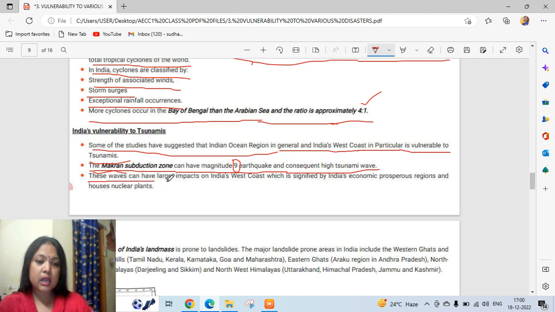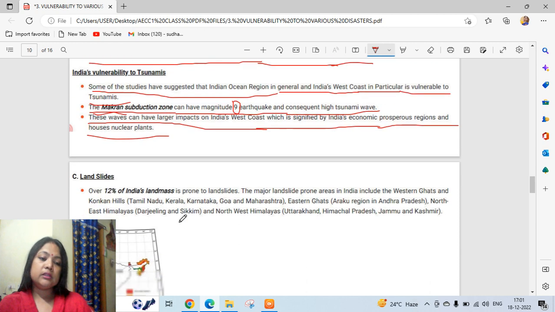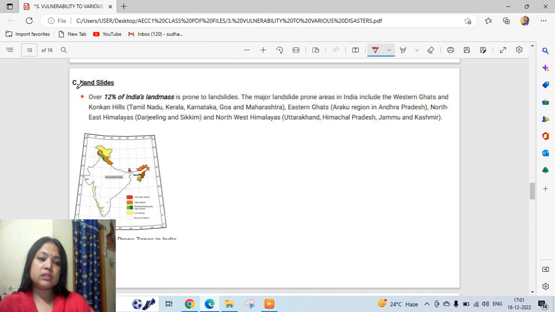Okay, so these waves can have larger impacts on India's west coast, which is Makran, okay, that is known as Makran. So, which is signified by India's economically prosperous regions and nuclear plants. Okay, so now let us discuss landslide.